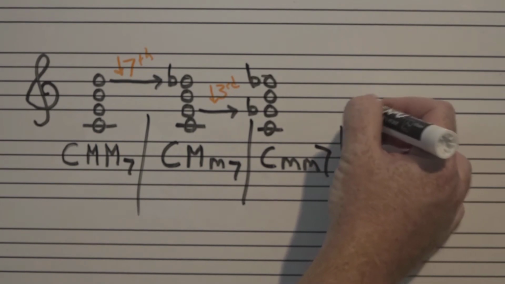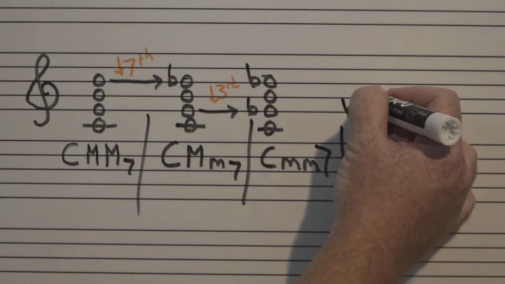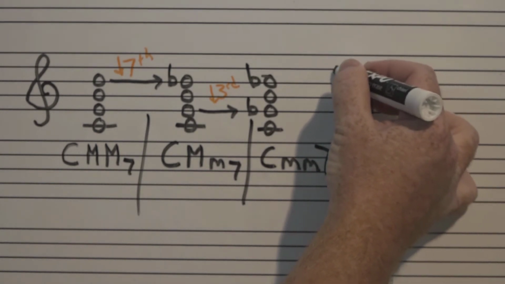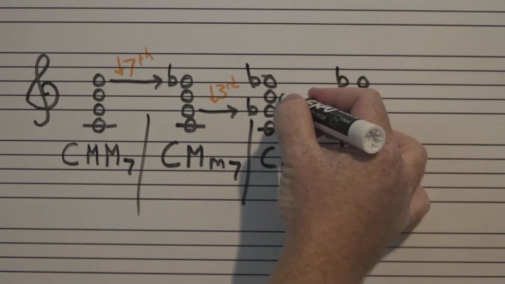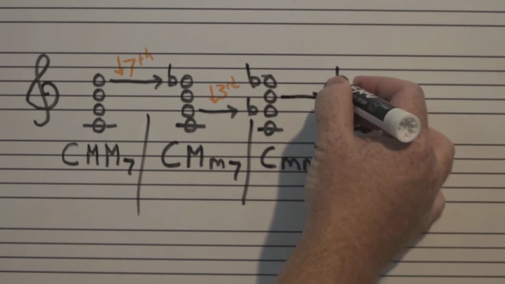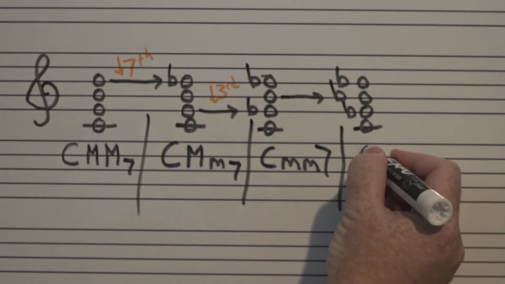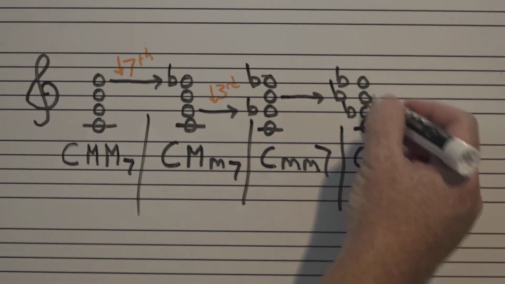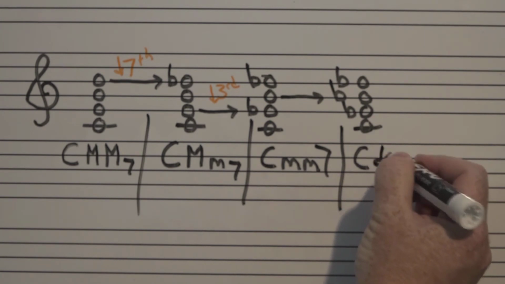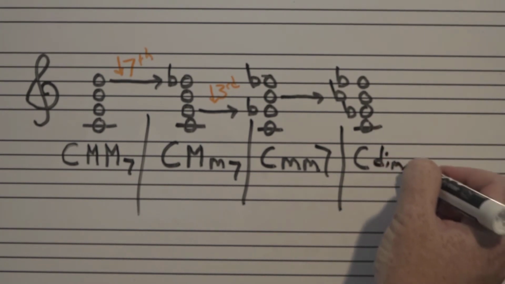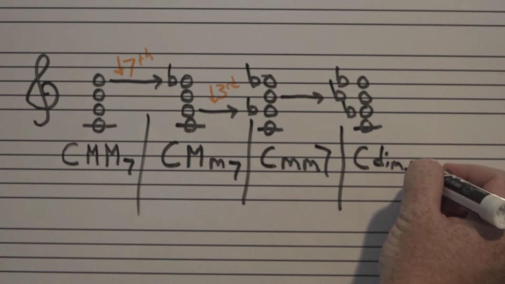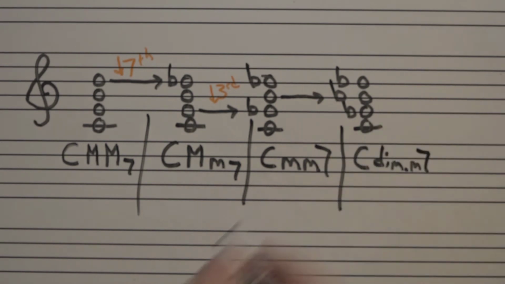We take those notes again. We have an E flat so far and a B flat, and now we're going to lower the fifth. C was the root. It has a diminished triad and a minor seventh.